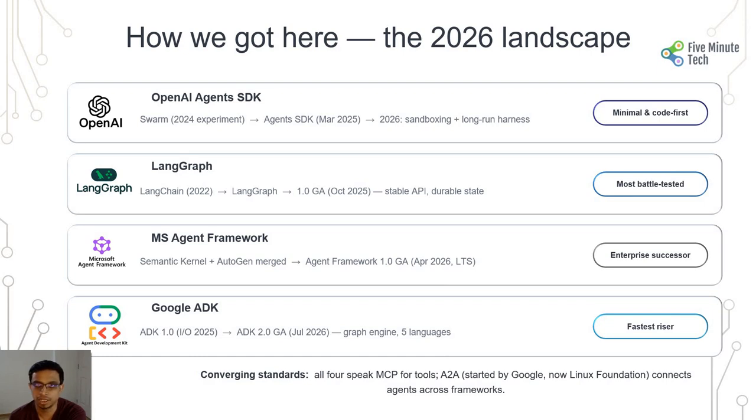is now under the Linux Foundation and connects agents across these frameworks.